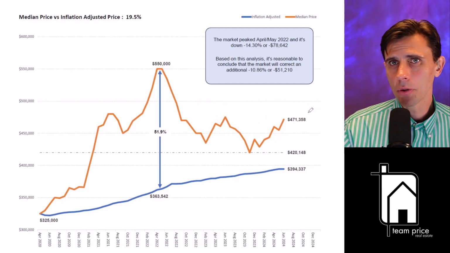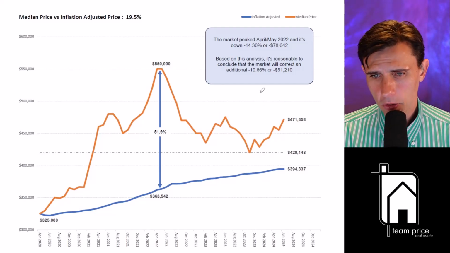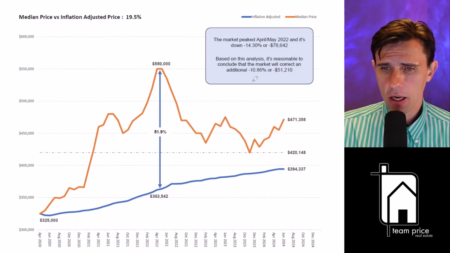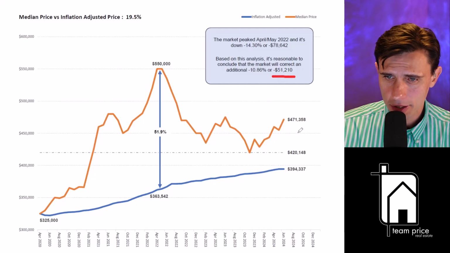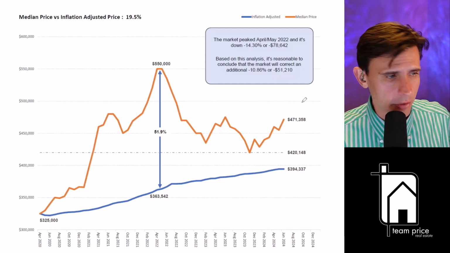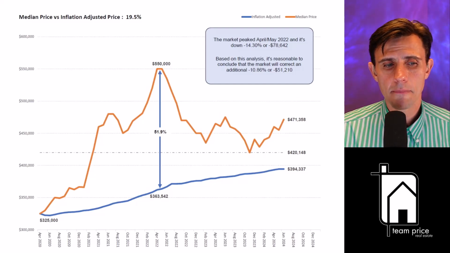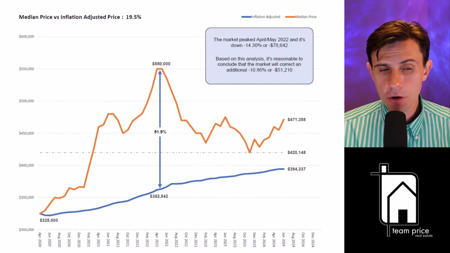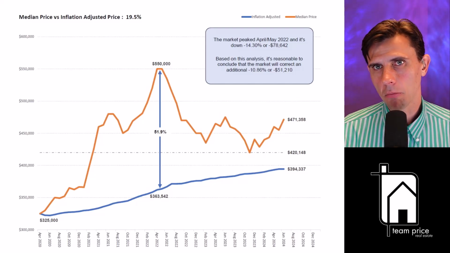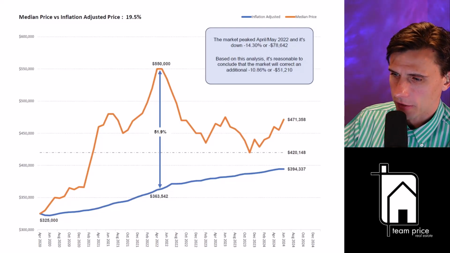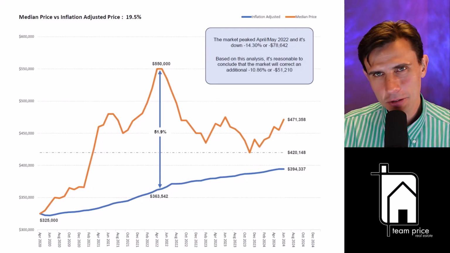So when you look at both of these predictions, if I were going to predict anything, which we're not even allowed to predict anything, I can expect an additional 10.86% correction into the market, totaling $51,210. Now, the one thing that we need to keep in mind is that markets tend to overcorrect. It is very, very normal for markets to overcorrect. Does the dead cat bounce mean no bounce at all? Yeah, it's interesting. It's fascinating.